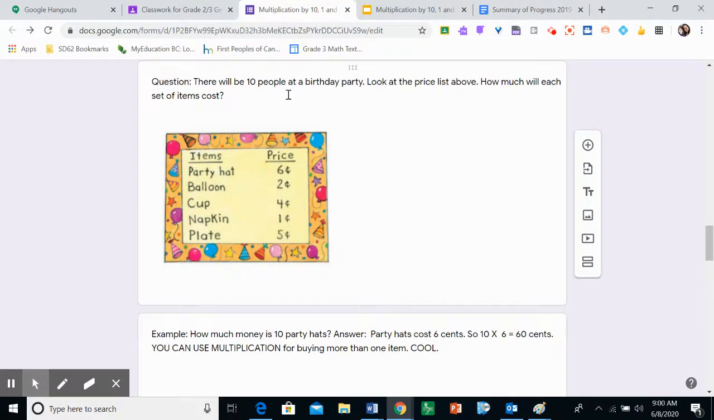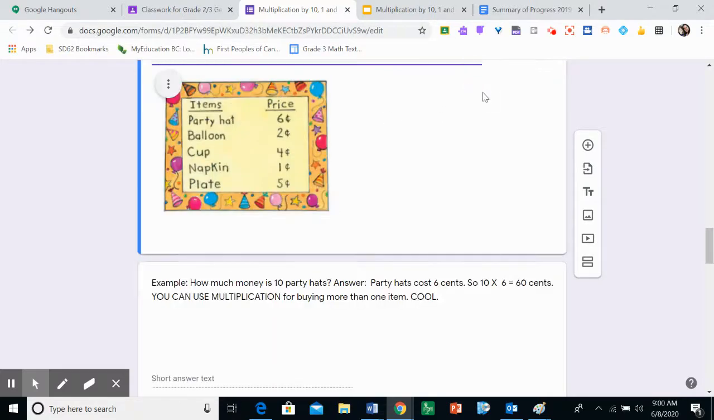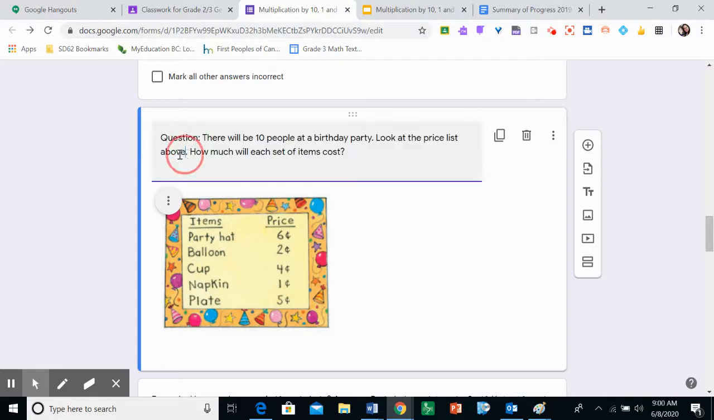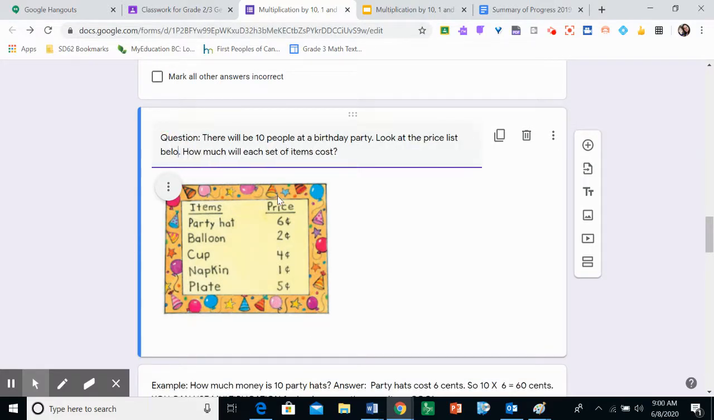All right, so this is a different question. There will be 10 people at a birthday party. Look at the price list above. Well, it's actually not above, it's below. I originally had it below. That's why I said above, but I moved it. So I'm reading this through. How much will each set of items cost?